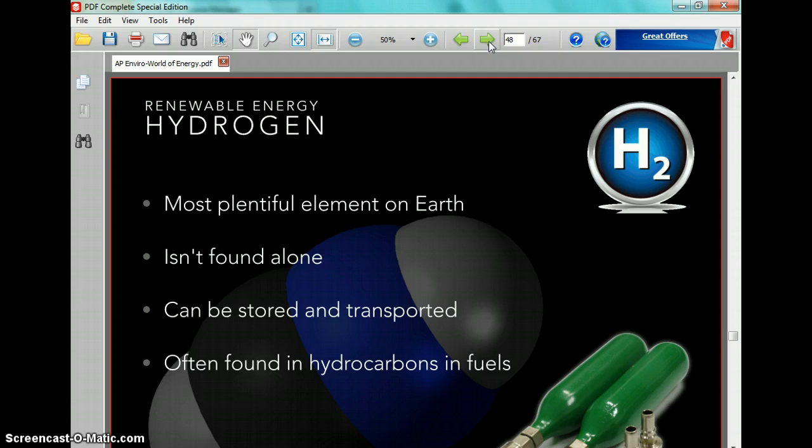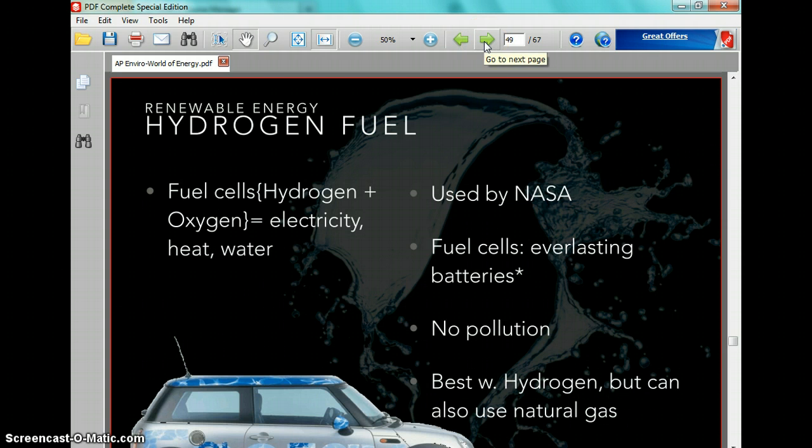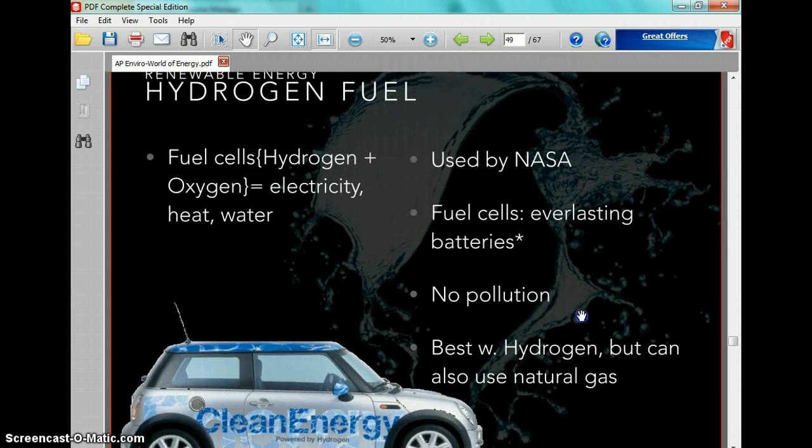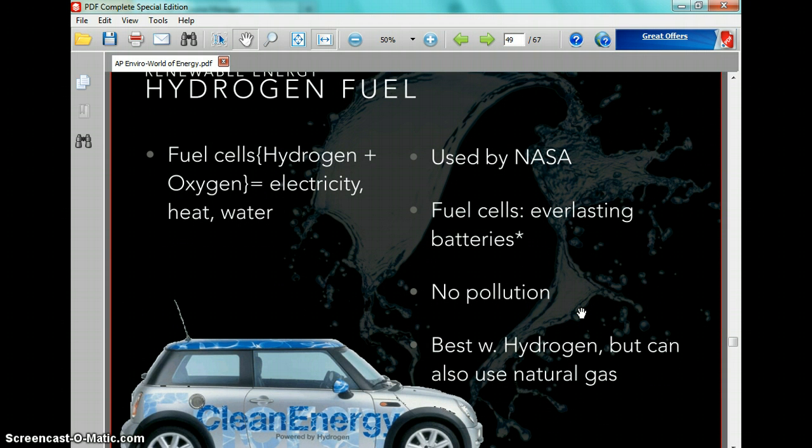Hydrogen energy. We haven't talked about this before, but hydrogen is the most plentiful element on the earth, though it is never found alone. It's always locked into a compound. It can be easily stored and transported, and it's often found in hydrocarbons and fuel. Fuel cells are hydrogen and oxygen. They give you electricity, and you can heat your water.